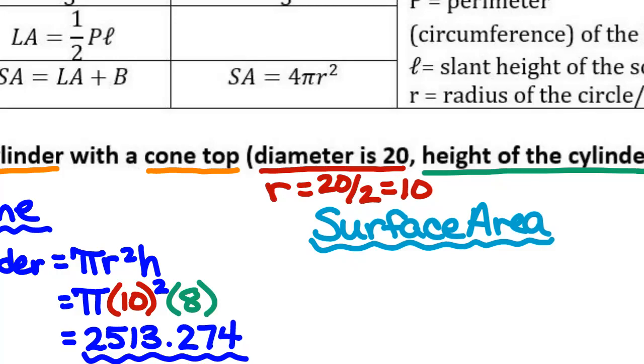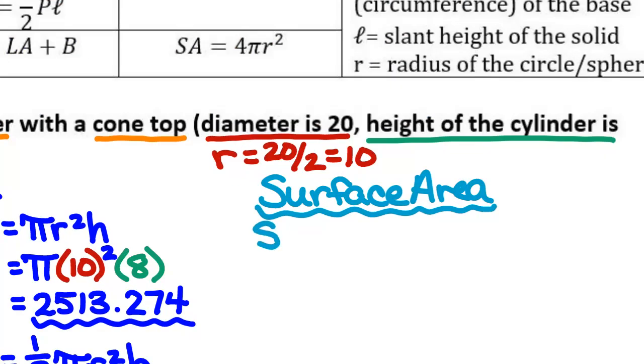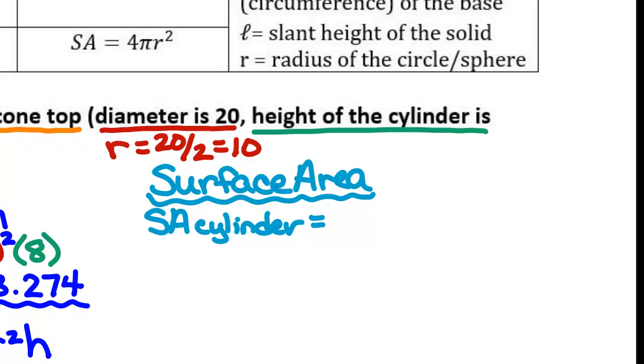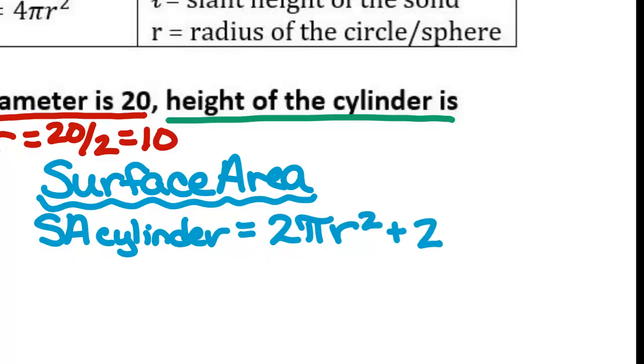To calculate our total surface area, we're going to need the surface area of the cylinder plus the surface area of the cone. So the surface area of the cylinder, we have 2 pi r squared. That's my 2 circle bases plus 2 pi r times the height. 2 times the area of the base, pi r squared, because it's a circle-shaped base, plus 2 pi r, that's the perimeter of the base, times the height.